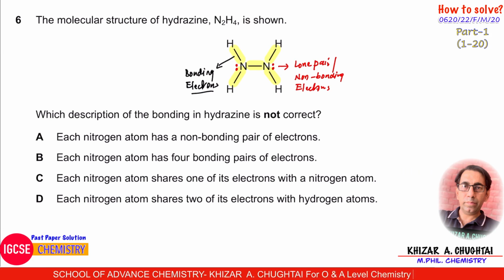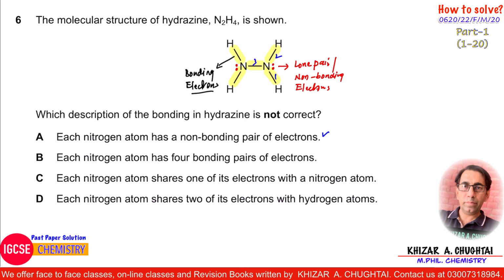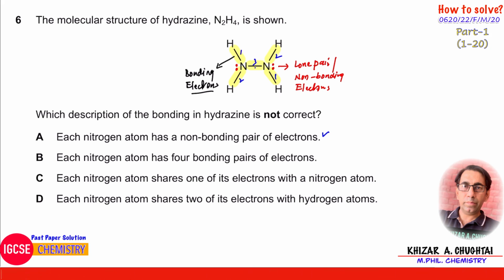Each nitrogen atom has a non-bonding pair of electrons. Yes, it is having. So first of all, let me check the correct one. It's the correct statement. Each nitrogen atom has 4 bonding pairs of electrons. You can check it, 1, 2, and 3. 4 bonds, no, it's having 3. Each nitrogen atom is having 1, 2, and 3 bonding pairs of electrons surrounding it.